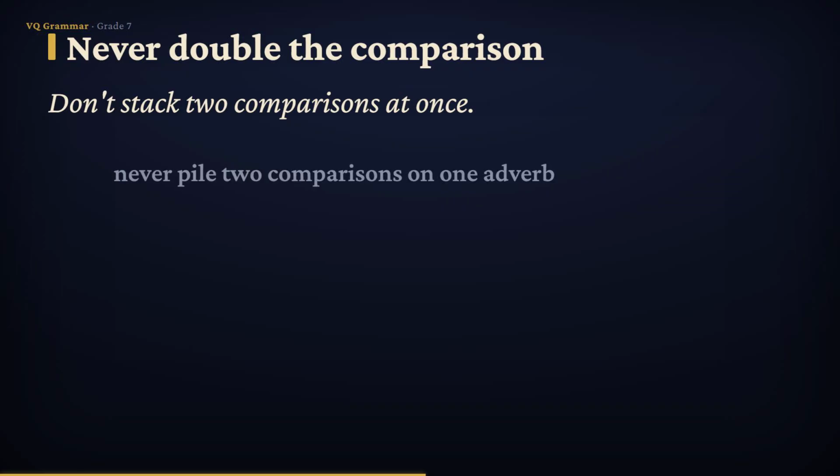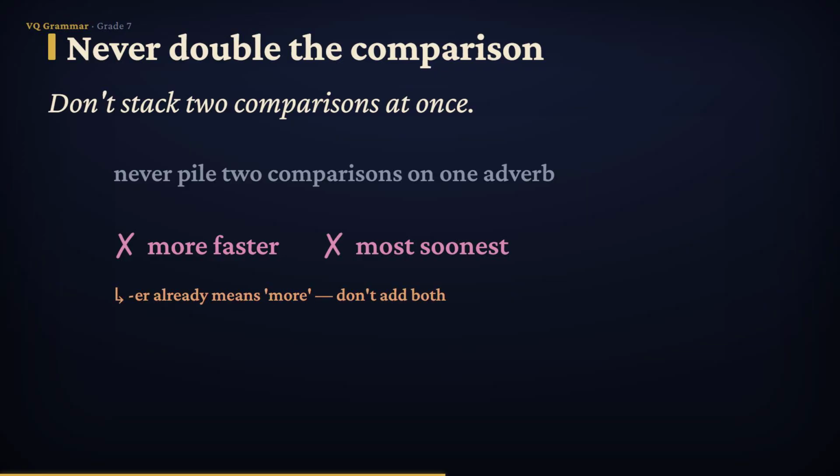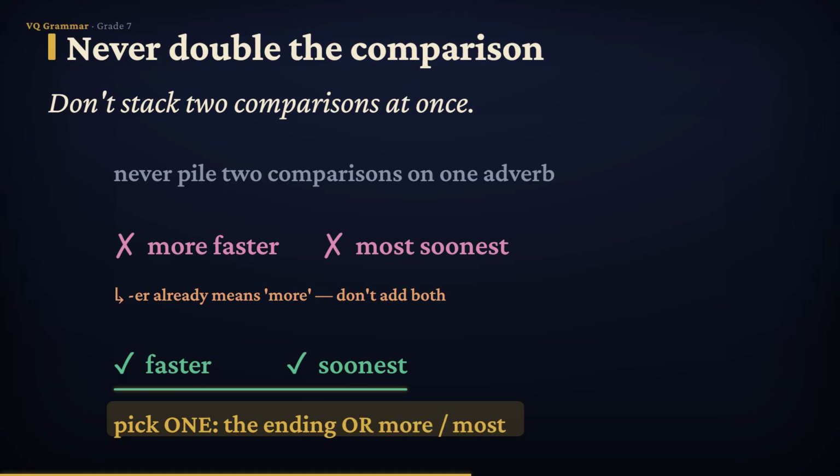Here's the mistake to watch for above all others. Never pile two comparisons on top of each other. You'll sometimes hear things like more faster or most soonest, and both are wrong. Think about why. The ending er already means more, so more faster is really saying more twice. Just choose one. The correct forms are simply faster and soonest. Pick the ending or pick more and most, but never both at the same time.